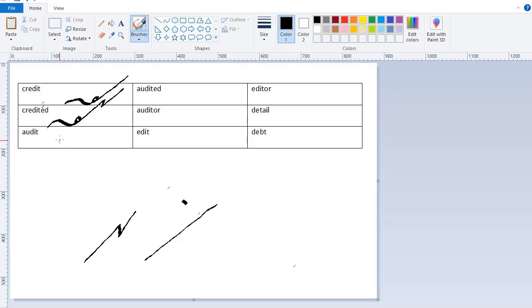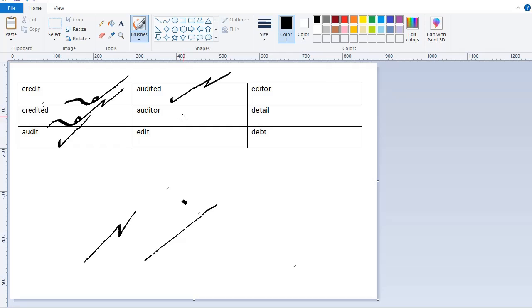So, audit is represented by your O, which is an upward hook, and then your D, which is TD, the blend of TD. Next, we have audited. We have O, and then D, and then your jog, and then another D. So that is how you do audited.